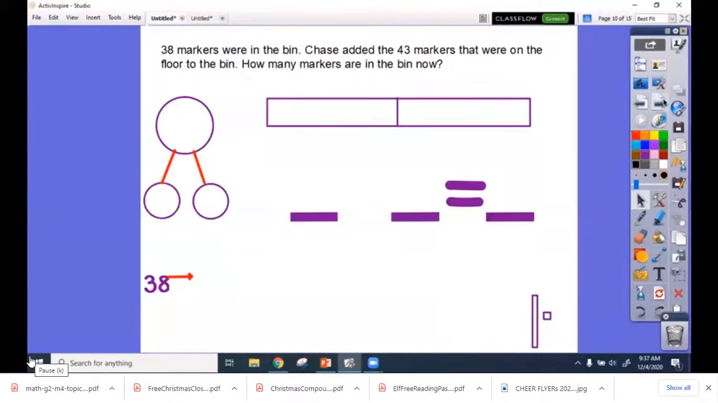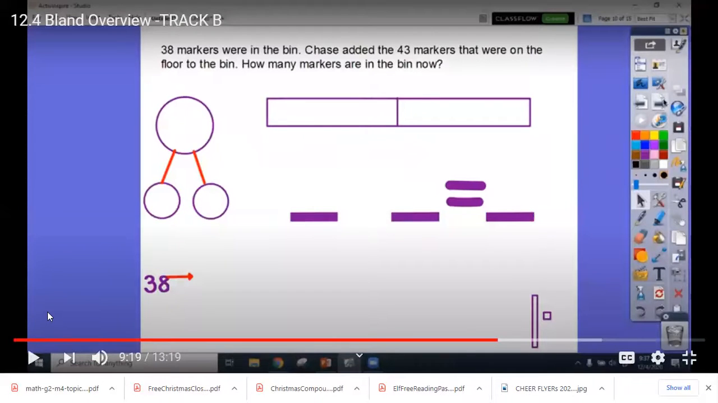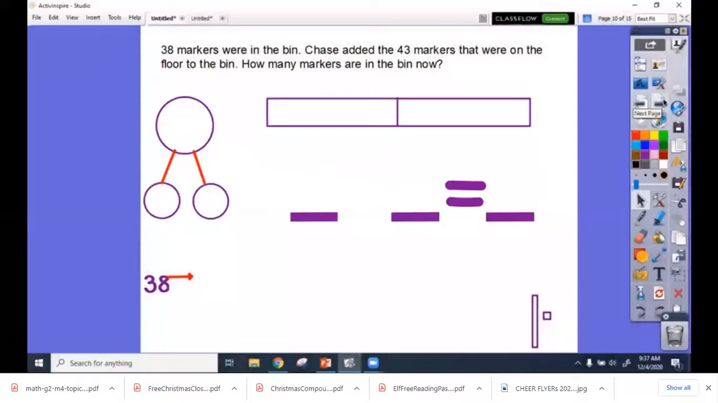So look at this one. I've got 38 markers in a bin. Give this one a try on a piece of paper if you have one. Might be a good chance to practice before you get in the seesaw. Chase added 43 markers that were on the floor to the bin. How many markers are in the bin now?